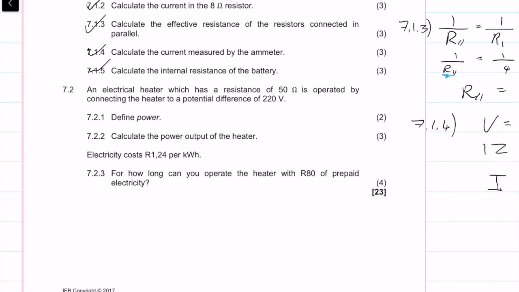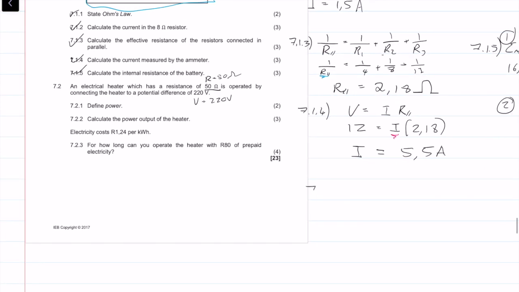Okay, so next we move on to question 7.2. An electric heater which has a resistance of 50 ohms is operated by connecting it to a potential difference of 220 volts. We start off with a definition, 7.2.1. This one I'll write out because it's nice and easy. You guys don't mind looking at my ugly handwriting if it's very short.